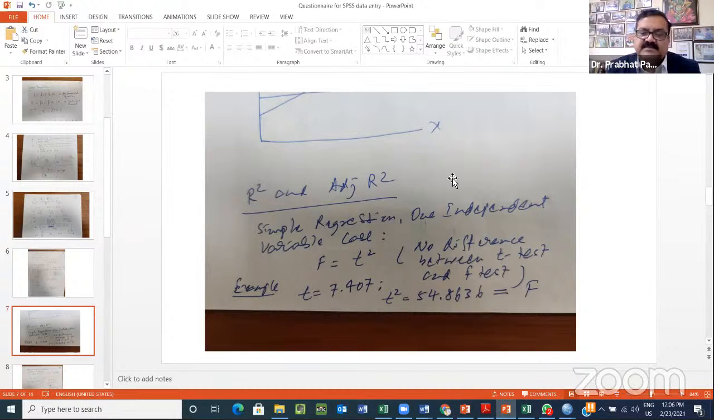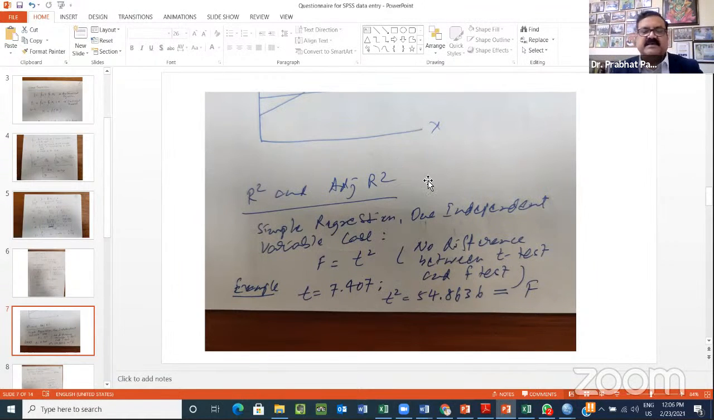So the goodness of fit for the model will keep on enhancing if you keep on adding variables on the right-hand side. And that's why we do not use R square. We will adjust it for degree of freedom. So the R square is actually adjusted for degree of freedom. There's a formula for that, and then adjusted R square is calculated. And this is used in multiple regression.